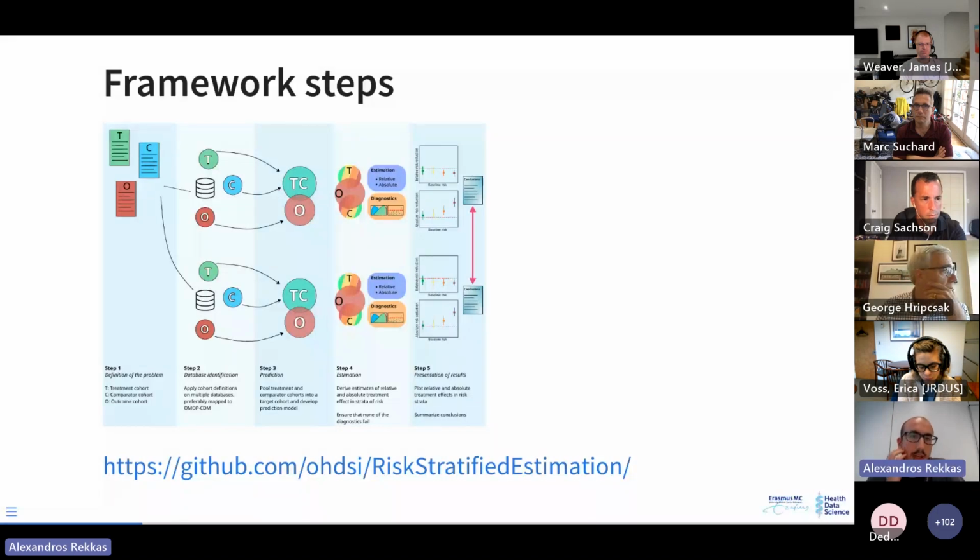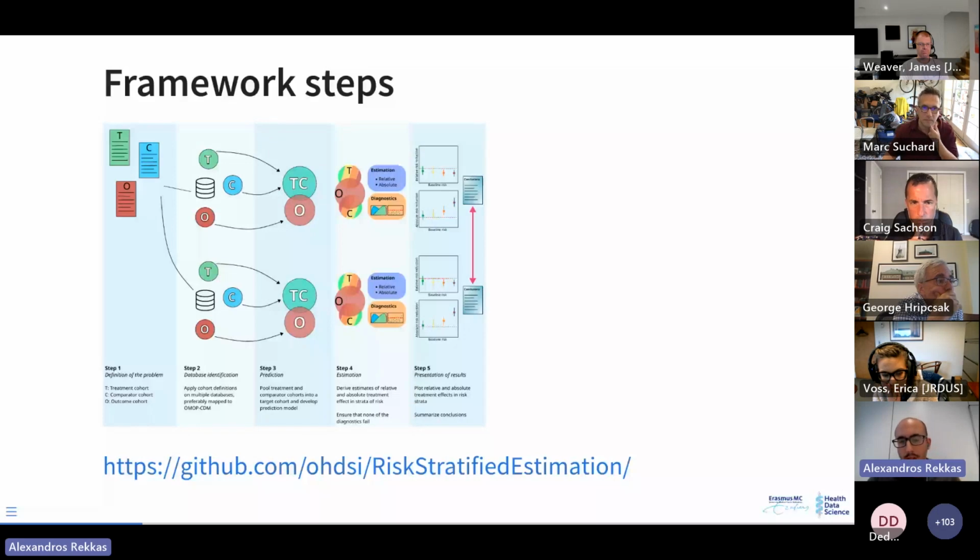And we do these estimations both on the relative and on the absolute scale. So within each risk stratum, we actually develop a new propensity score model, and then we do the propensity score adjustment and estimate the relative treatment effects and absolute treatment effects. And in the final step, because this can be done across multiple databases, we combine all these results into an easier way to evaluate these results.